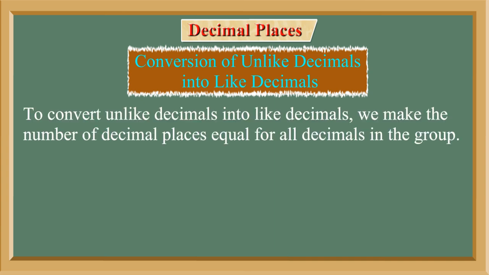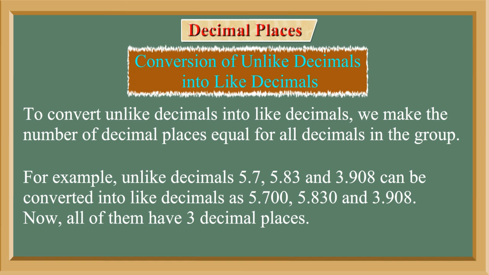To convert unlike decimals into like decimals, we make the number of decimal places equal for all decimals in the group. For example, unlike decimals 5.7, 5.83 and 3.908 can be converted into like decimals as 5.700, 5.830 and 3.908. Now, all of them have 3 decimal places.